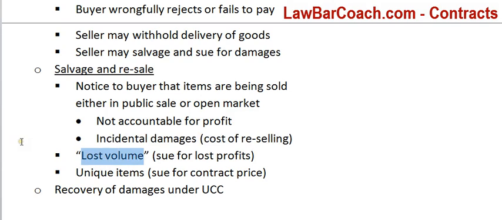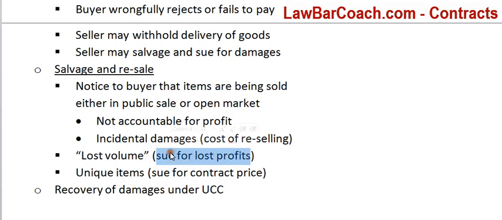Situation occurs where now those bobbleheads were a unique item, but say that the example of selling corn, you wrongfully reject the corn, I go to the market and I sell the corn. If you think about it, well, maybe I had other corn that I could have sold in that market. Not only did you reject, but now I missed out on a sale entirely. If the item is a fungible item like corn or widgets, you can sue for the profits that you lost out on the sale.